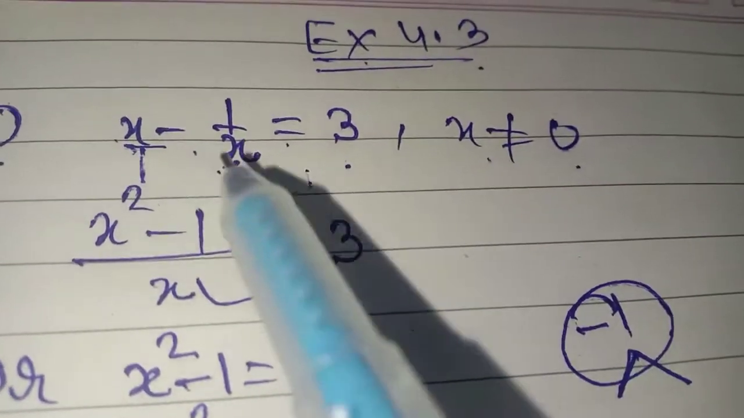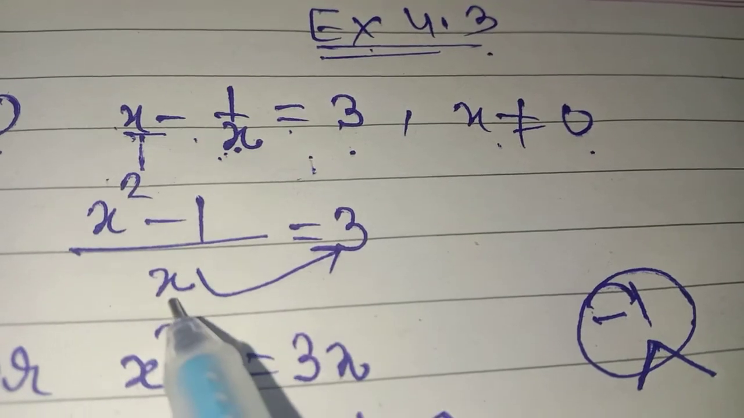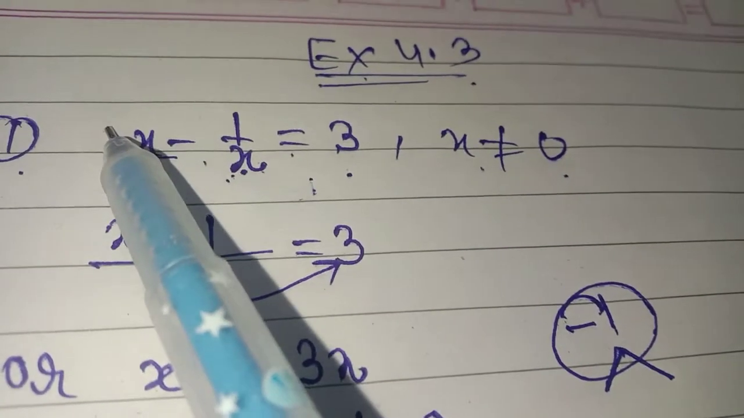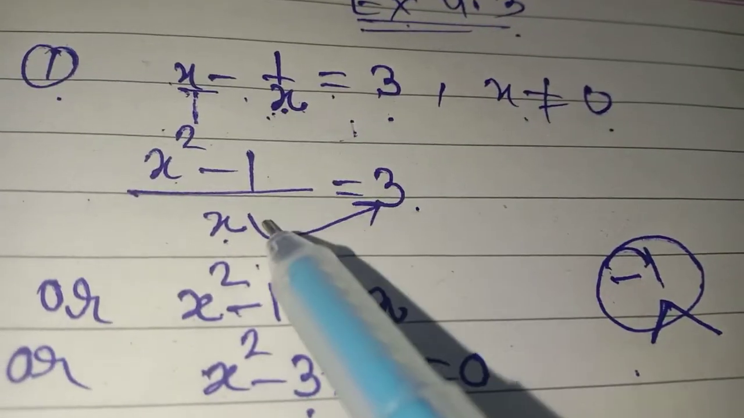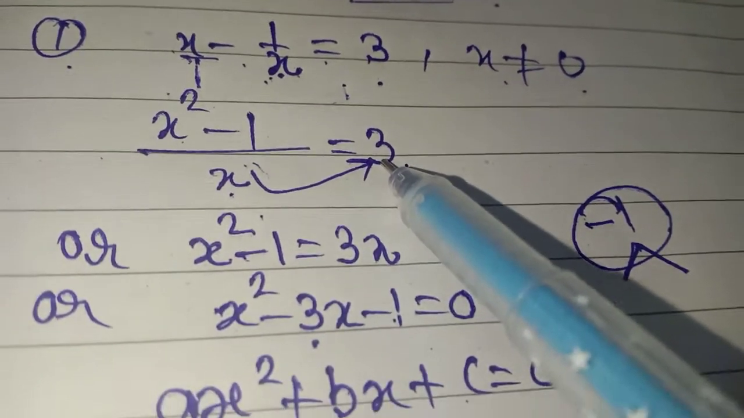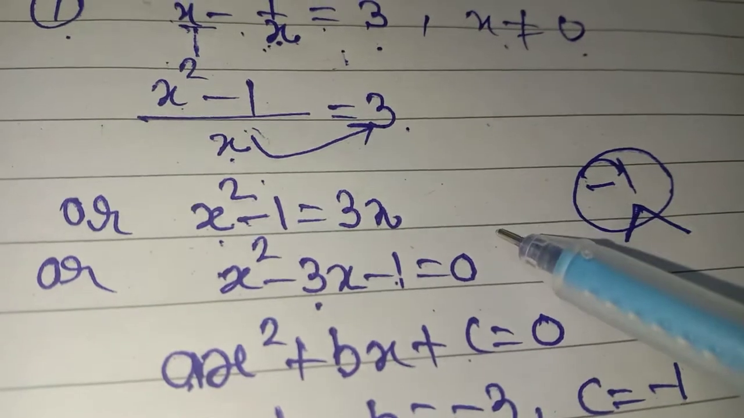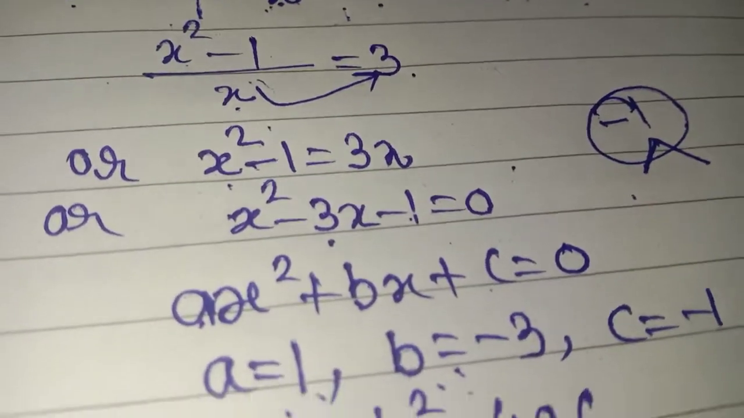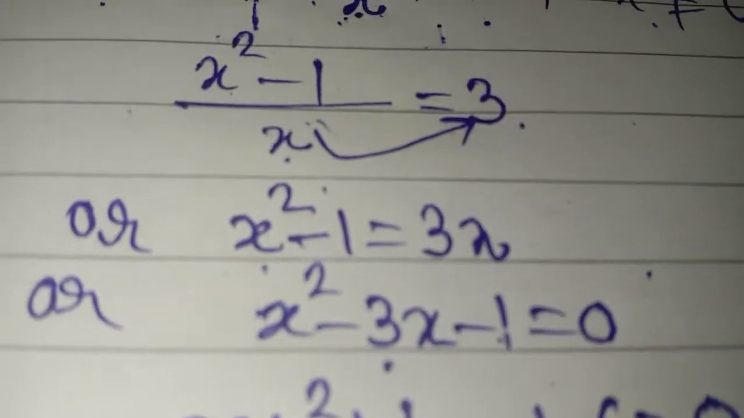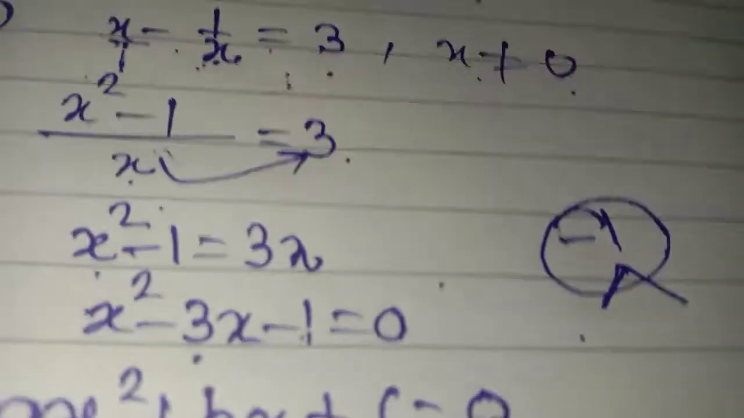So what we have to do here is take the LCM, which is x. Then cross multiplication will give you x square minus 1 upon x is equal to 3. Multiplying x to the right side, it will be x square minus 1 is equal to 3x. Converting into standard form, we get x square minus 3x minus 1 is equal to 0.